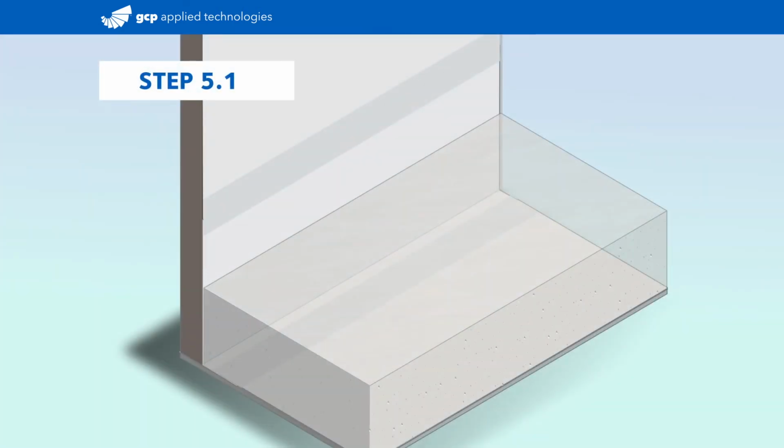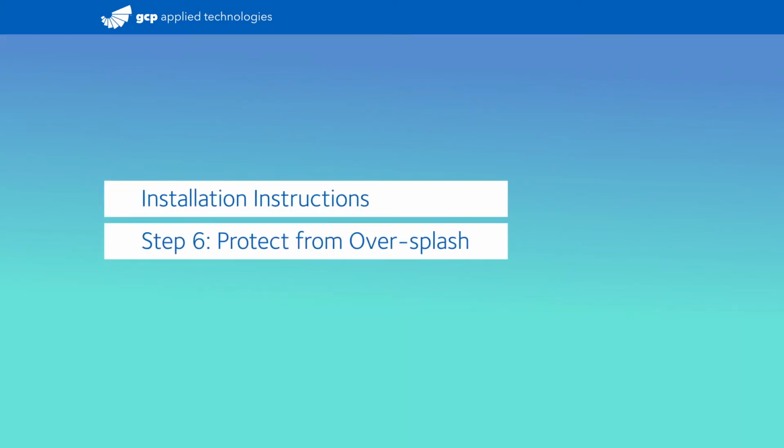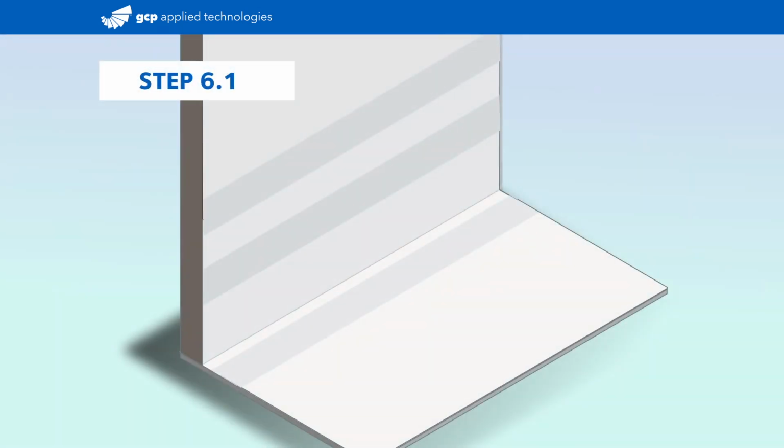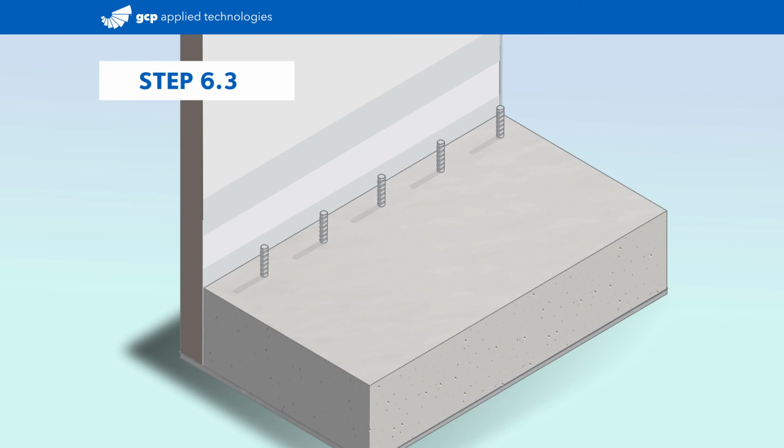Next, create a reinforcement where the slab will meet the wall. Use pre-proof CJ tape centered at the joint location. Remove the release liner and roll. When the concrete slab is poured, any exposed pre-proof should be protected from oversplash.